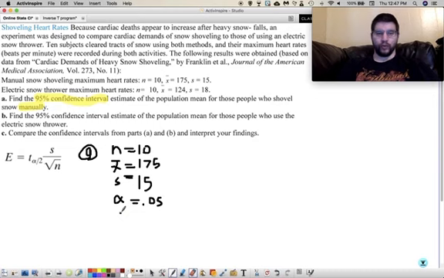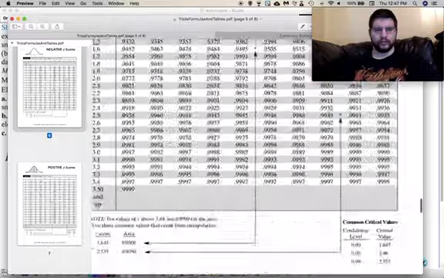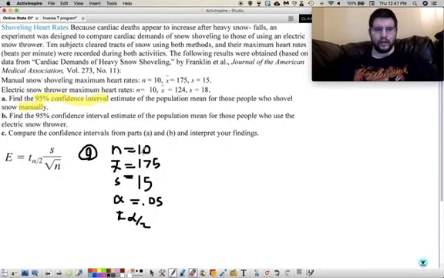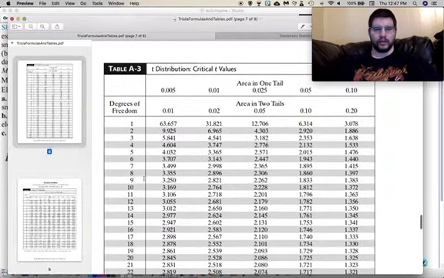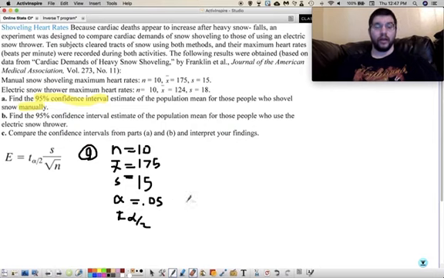Our critical value is not 1.96 because it's a T. Go look it up. N is 10, degrees of freedom is 9, 0.05 and 2 tails. So we're going to use this right here. 2 tails at 0.05, 2.262. Got what we need, plug and chug.